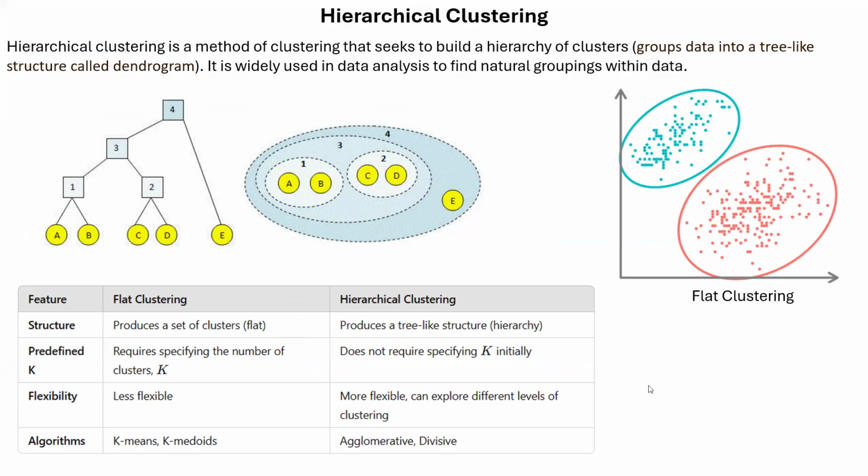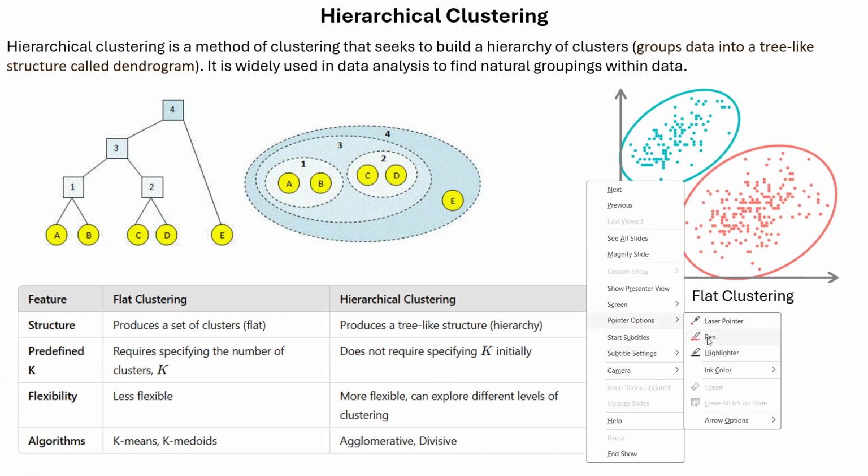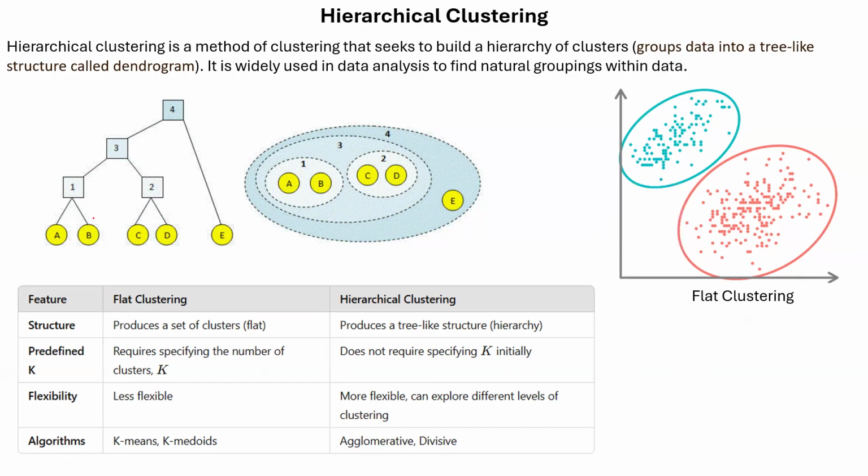Now, as we completed the k-means algorithm and the EM algorithm, which is soft clustering, this is another type of clustering called hierarchical clustering. Hierarchical clustering is a method of clustering that seeks to build a hierarchy of clusters. That means it groups data into tree-like structures called dendrograms. If you look at this, it is combining different points into tree-like structures.